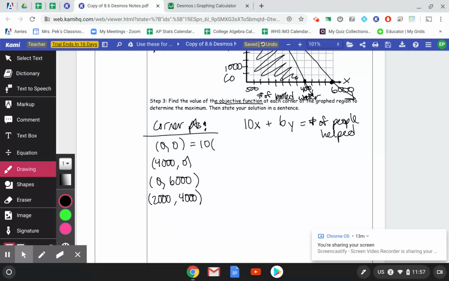So 10 times 0 plus 6 times 0. And I know that you might be thinking, well, if I don't send any medical kits or any bottles of water, I'm not helping anybody. And you're right, but we still want to show that work because it is one of the corners of our feasible region. All right, and then we have 10 times 4,000 water bottles plus 6 times no medical kits is going to give us 40,000 people.